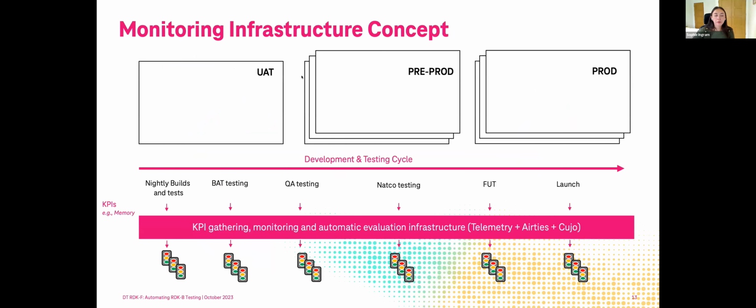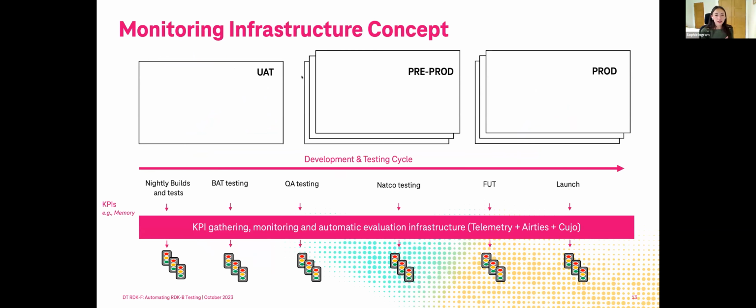So how this looks throughout our testing cycle. Exactly like I mentioned earlier, where we had the triangle, this is exactly the same, just represented in a slightly different way. Right the way from our nightly builds and tests, so our build acceptance testing, to then our main QA testing, NatCo, field trial, and then onwards to launch.